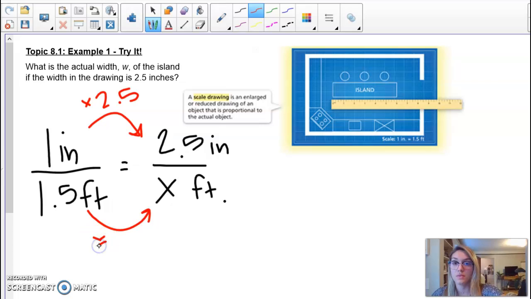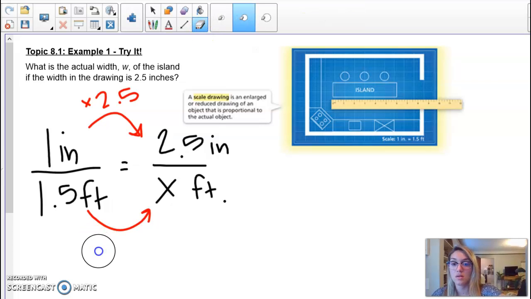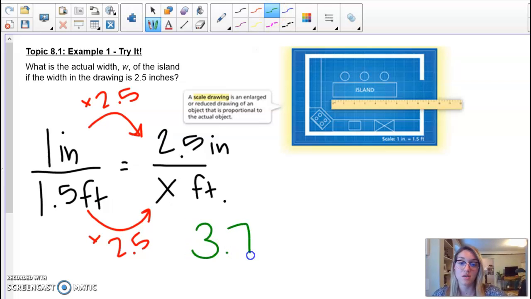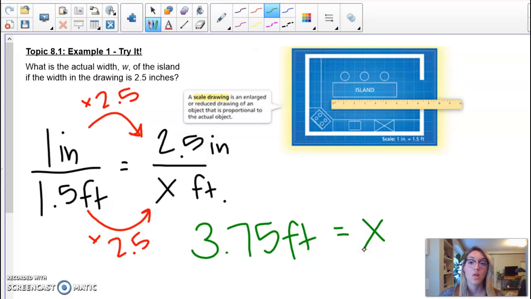Multiply by 2.5. Now when I multiply 1.5 times 2.5, I end up with 3.75 feet equals x. So the width, the actual width of the island is 3.75 feet.